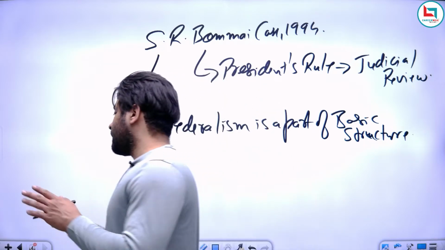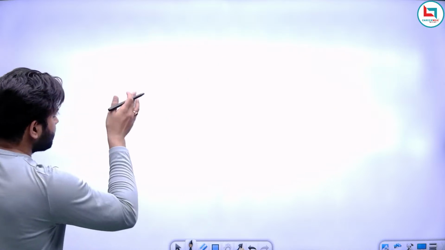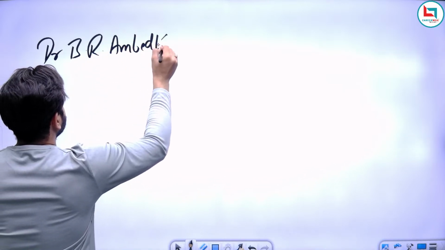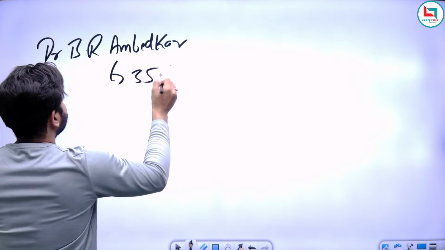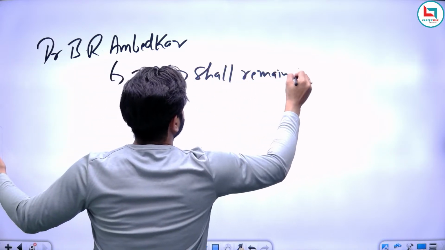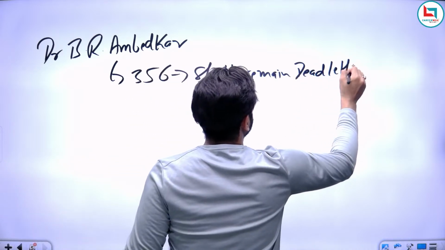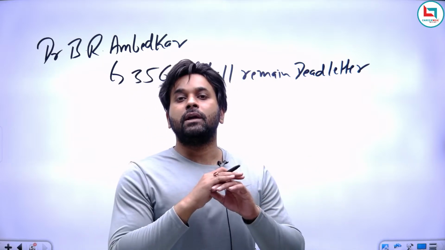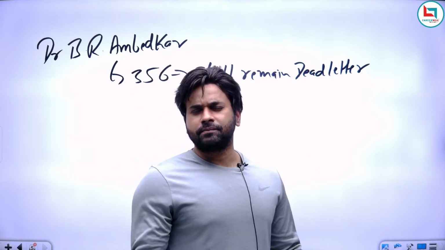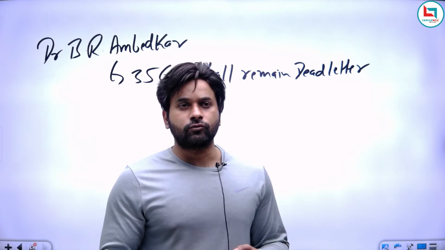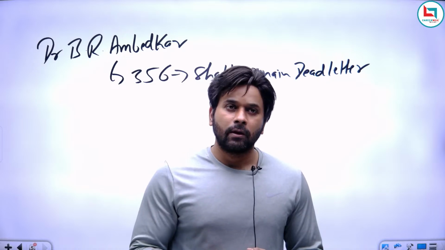Okay, so we should remember this. I should have said this in the starting. According to Dr. B.R. Ambedkar, Article 356 shall remain a dead letter of the constitution. Dead letter means that this particular provision will never be invoked. Okay, but the apprehensions were correct. I mean, president's rule has been misused around 120 or 125 times.